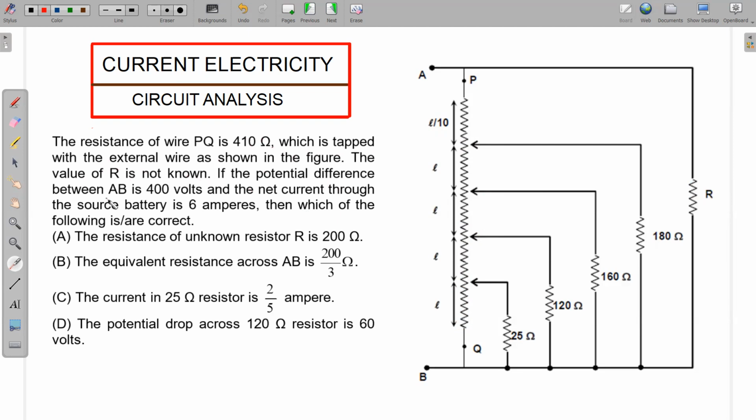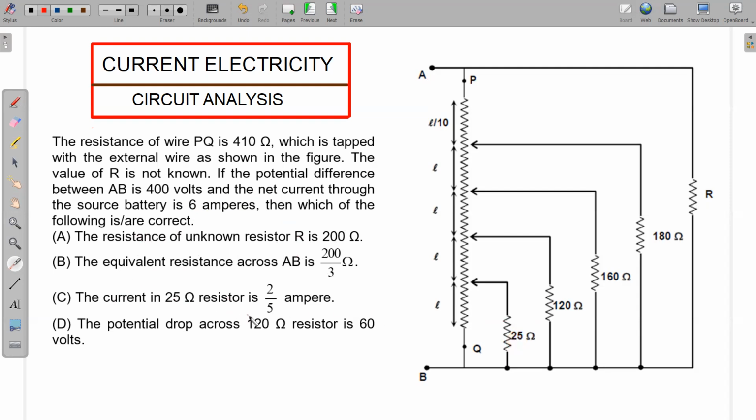If the potential difference across AB is 400 volts, and the net current through the source battery, it means if you connect a battery of 400 volt across AB, then the current through the battery will be 6 amperes. So which of the following statements are correct? We need to find the value of resistance R. Then we need the equivalent resistance across AB. And option C, we need the current in the 25 ohm resistor. You can see over here, this is the 25 ohm resistor.